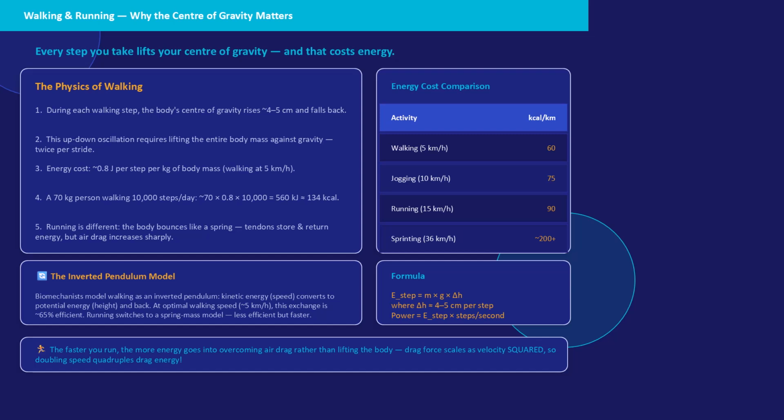Biomechanists model walking as an inverted pendulum, where speed and height exchange energy back and forth, about 65% efficient at the optimal walking speed. Running switches to a spring mass model, where the Achilles tendon stores and returns elastic energy. But running also dramatically increases air resistance. Drag force grows with the square of velocity. So running twice as fast requires 4 times the force against drag and 8 times the power.